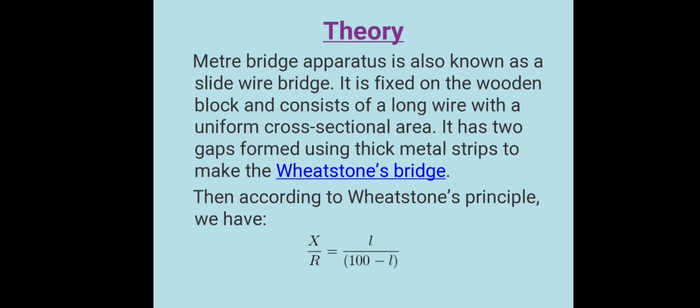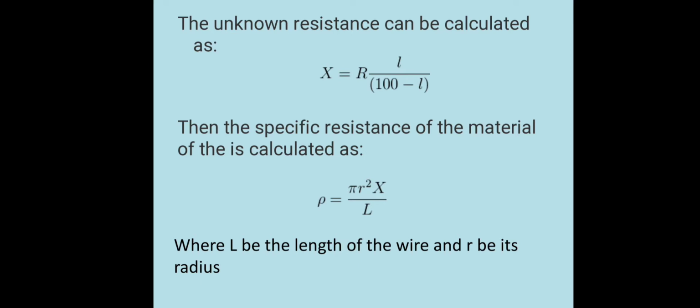We have done the necessary theory in the theory class. Now the unknown resistance can be calculated as X is equal to R L by 100 minus L, and the specific resistance of the material can be calculated by the formula rho is equal to A by L into X, where X is the unknown resistance. Since the wire which we are using has a circular cross section, we can use rho is equal to pi r square by L into X, where L is the length of the wire and r is the radius.